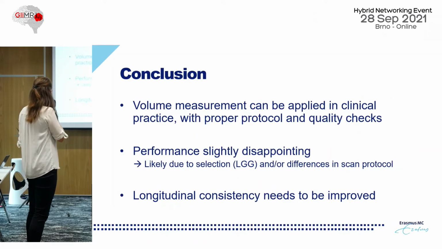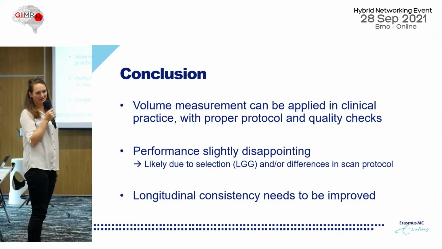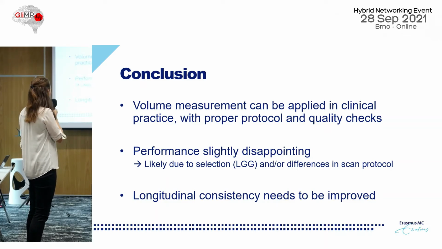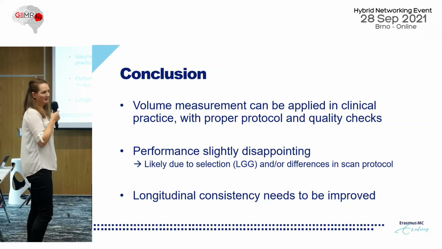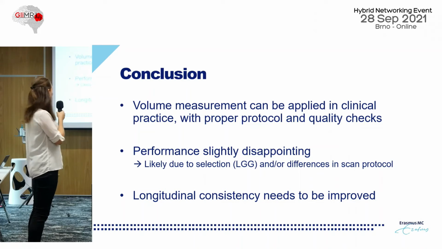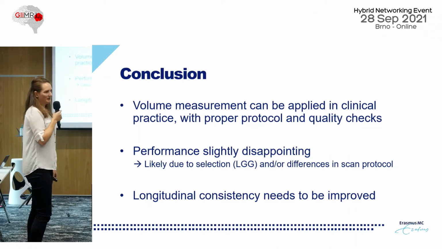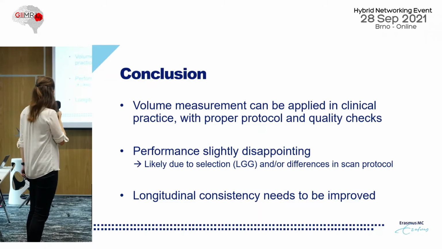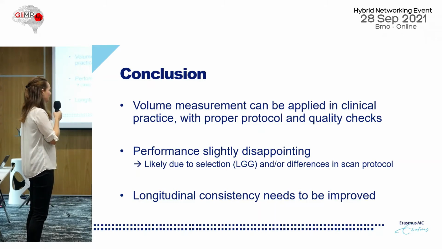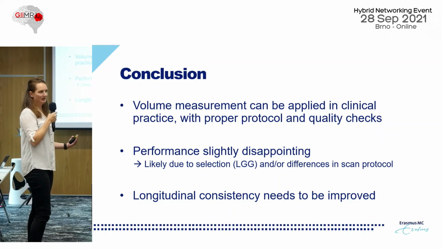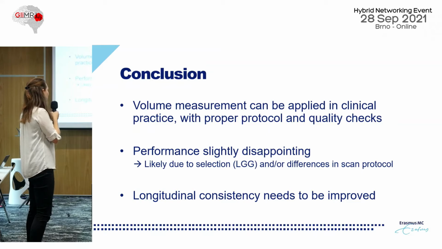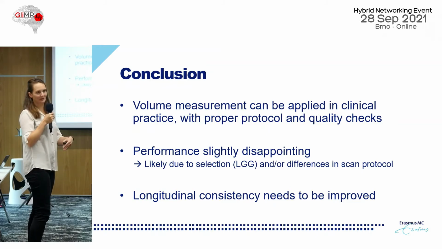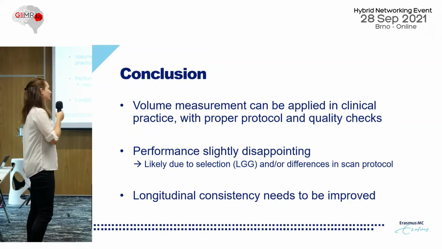So in conclusion, we can apply automatic segmentation and volume measurements in clinical practice if we use the proper protocol and quality checks to make sure that no mistakes are made. The performance, we have to say, was slightly disappointing. We expected a little bit better acceptance rate, but this is likely due to patient selection. So low-grade glioma are relatively difficult to segment. And it could also just be due to the differences in scan protocol in our data with respect to what the HD-GLIO method was trained on.